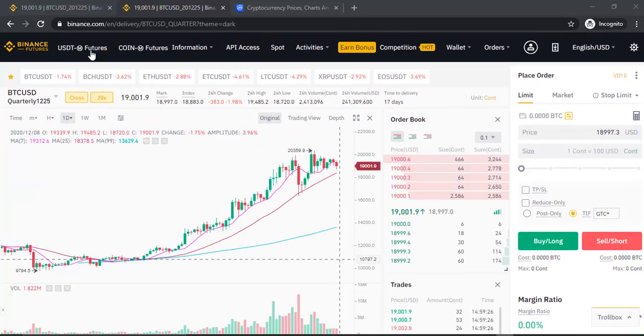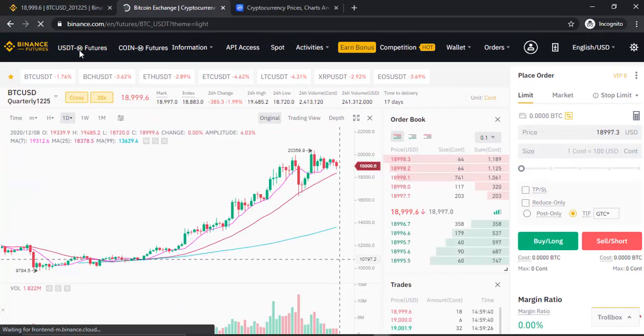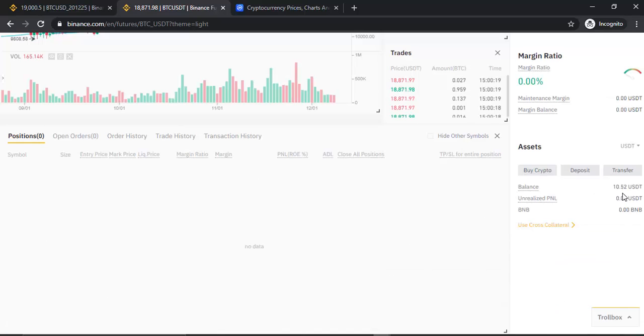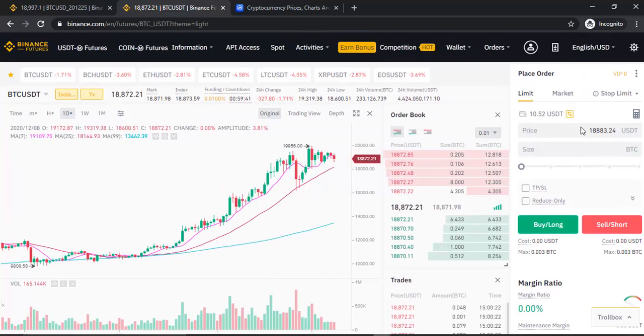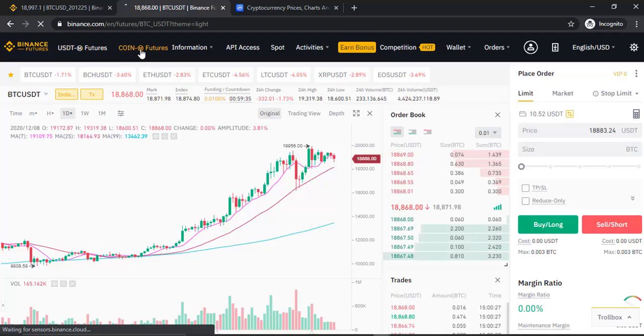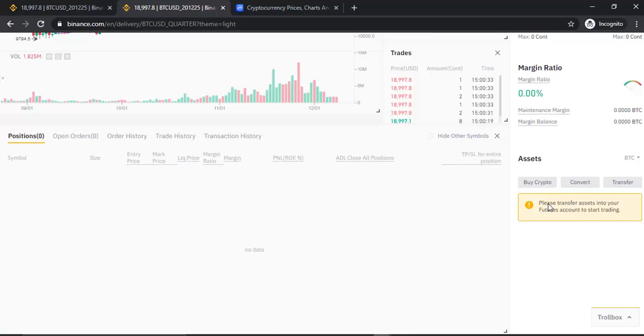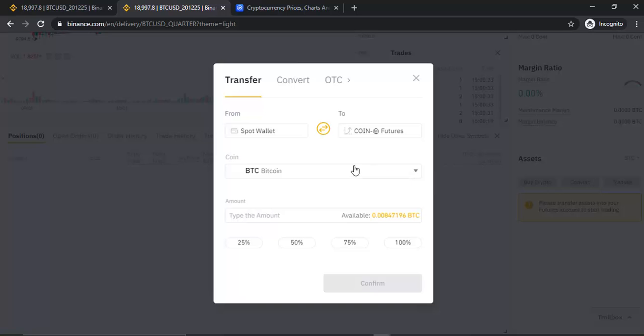Now let's check USDT. I think I have some balance here. Actually, I have 10.52 USDT on my USDT margin futures, but we are actually talking about coin margin futures. So we go back to coin margin futures. It says please transfer assets into your futures account to start trading. So we do a little transfer from here.